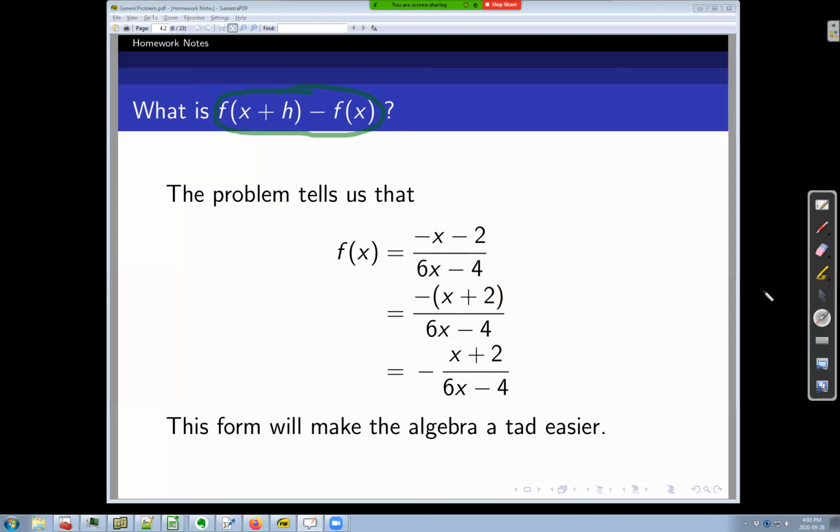It probably goes without saying, but I'll say it anyway: I'm probably going to go through this algebra a little bit fast, but the great thing about the video is you can pause it if you need to think about my steps a little bit more.